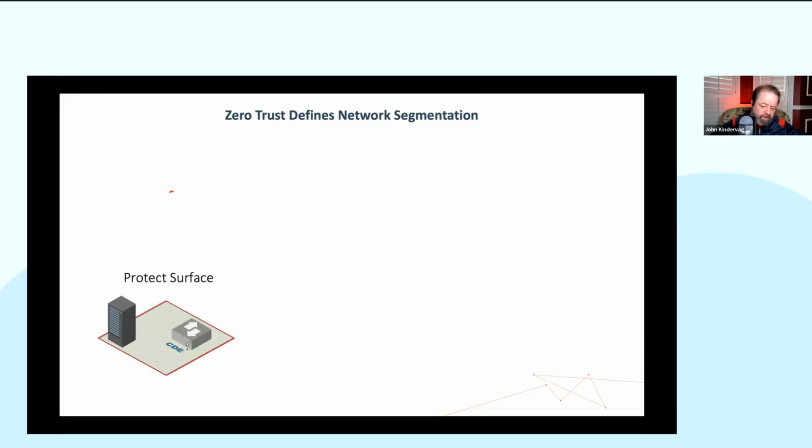So let's look at this one. We call this the cardholder data environment for PCI, credit cards in this example. And so PCI is our protect surface, right?